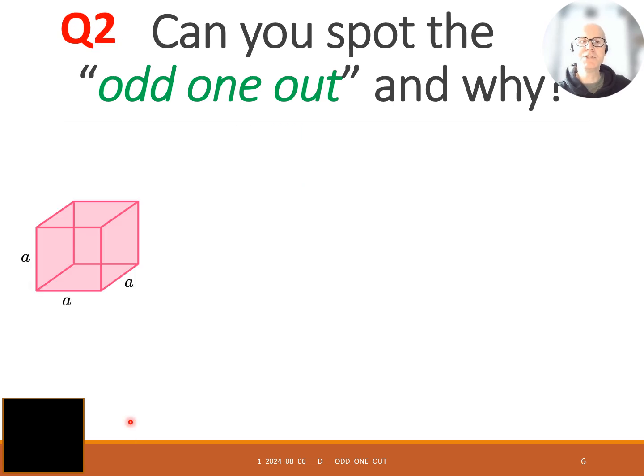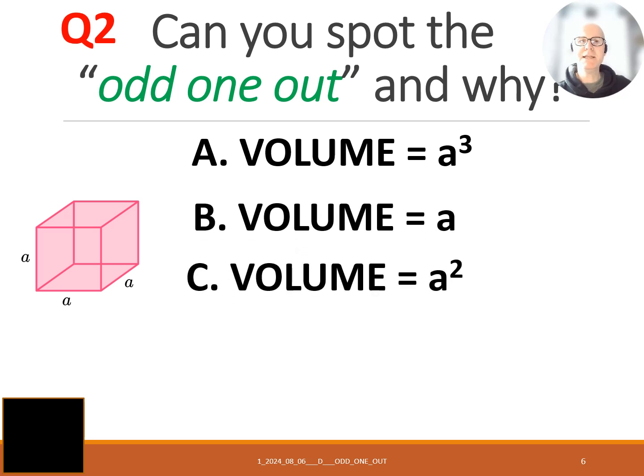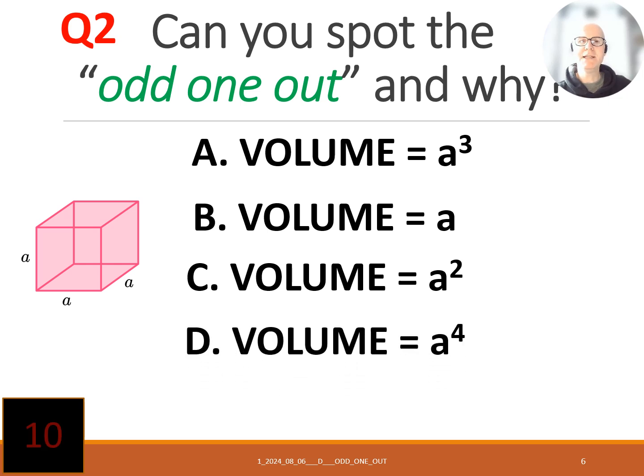Question 2 is based on this three-dimensional object, which is a cube. A. The volume of this cube equals a to the power of 3, a cubed. B. The volume equals a. C. The volume equals a squared. Or D. The volume equals a to the power of 4. What is the correct formula of a cube?